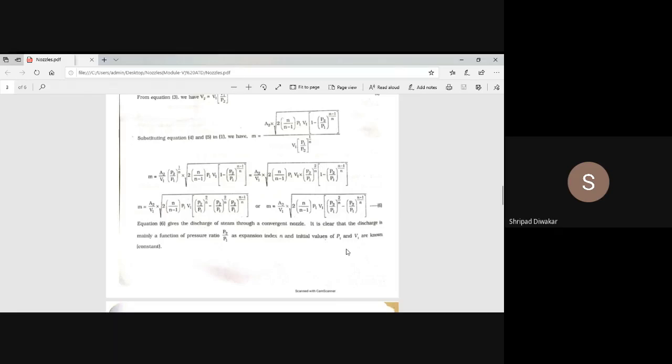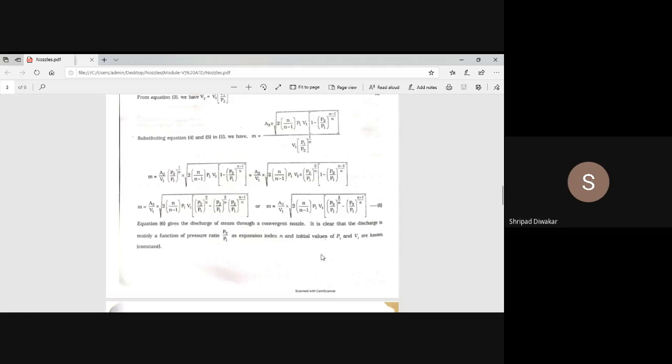Okay. Next, in order to get the maximum discharge, you are going to differentiate equation number 6 with respect to pressure ratio and equate it to 0. Like you did in intercooling for getting the minimum work of compression, in case of nozzle our aim is to get the maximum discharge.